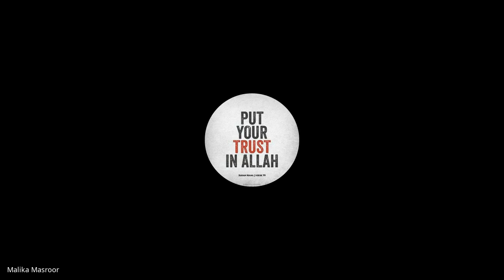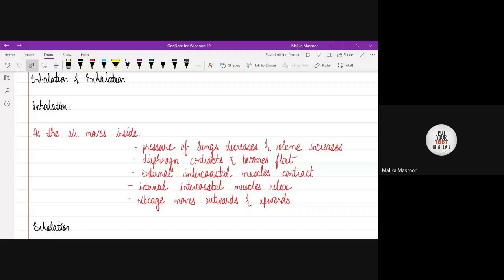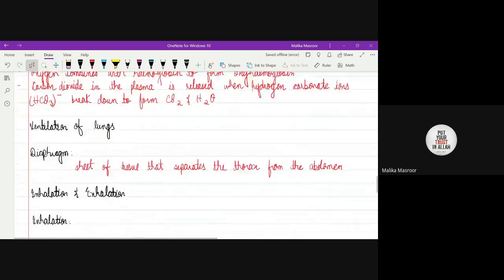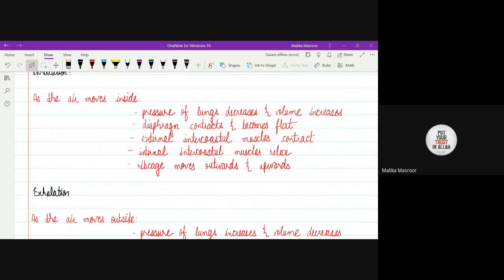Alright, so now while I'll be explaining, please try breathing in, breathing out so that you can relate to it. As the air moves inside, the pressure of the lungs decreases, and you know that pressure and volume are inversely proportional. So when pressure decreases, the volume will increase. Diaphragm contracts and becomes flat. External intercostal muscles contract, internal intercostal muscles relax. Rib cage moves outwards and upwards.